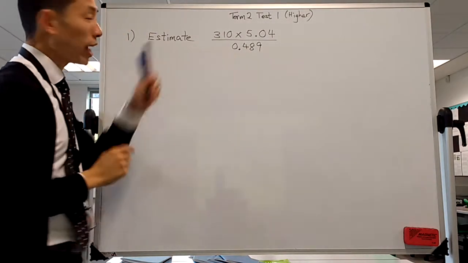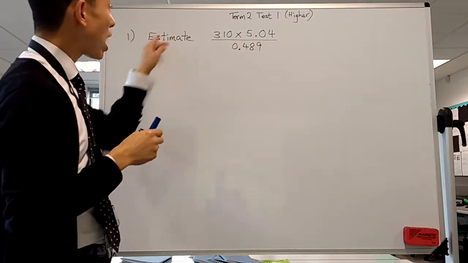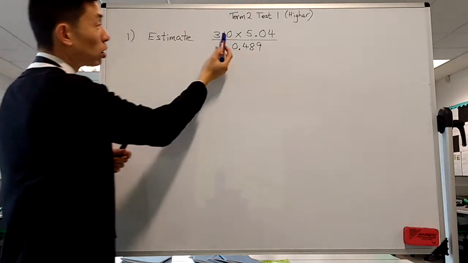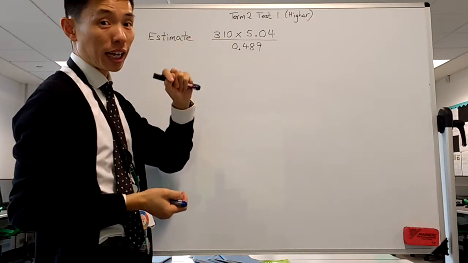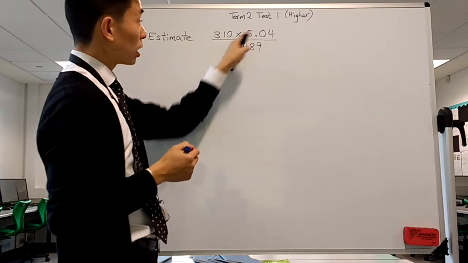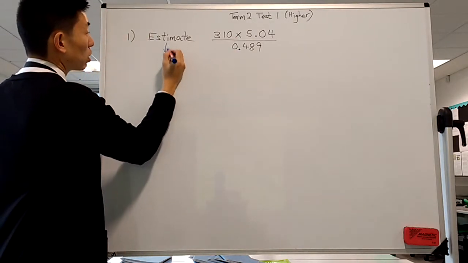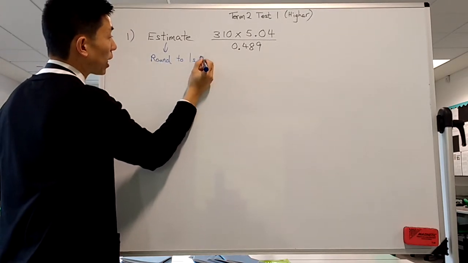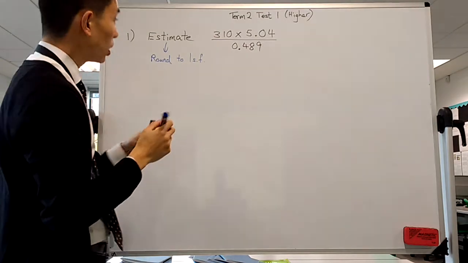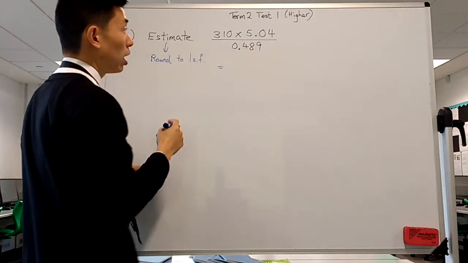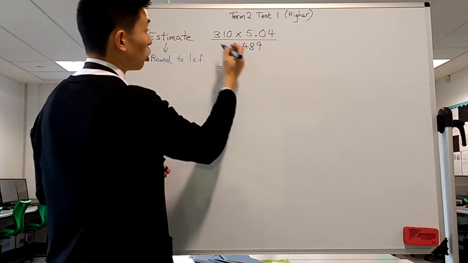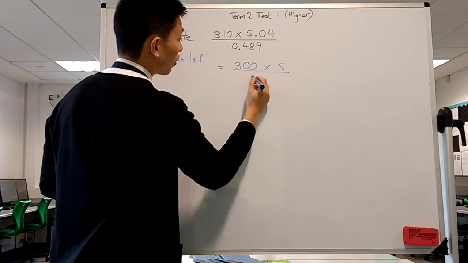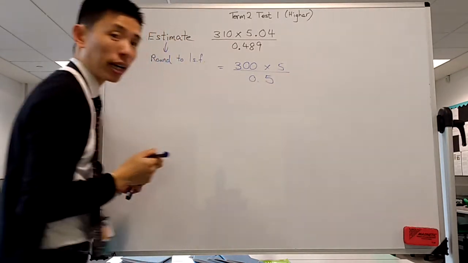Please remember, estimate means to round each number to one significant figure, not just by guessing. Many students did not round the 310 to 300, but they did the other ones. So, just to remind you, round to one SF, one significant figure. For the first mark in the exam, you must first show you are rounding them to one significant figure, like that.